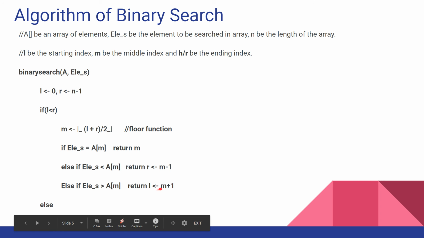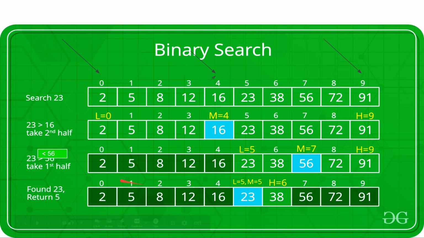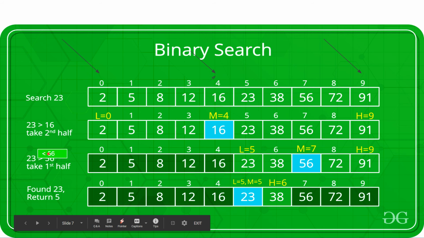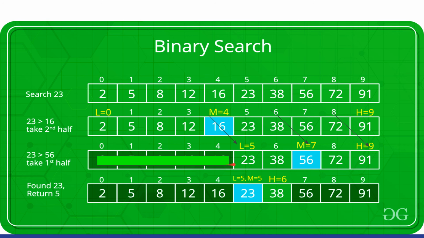So it means we have to update our L, and R remains the same. The value of M is 4, so 4 plus 1 is 5. So L becomes 5 now, and R remains the same, that is 9. Let's see here. As you can see, we have to remove this list. I'm just saying remove, we actually don't have to remove it, because now we have to search in the list, or you can say array, whose starting index is 5 and ending index is 9. So L is 5, H is 9.